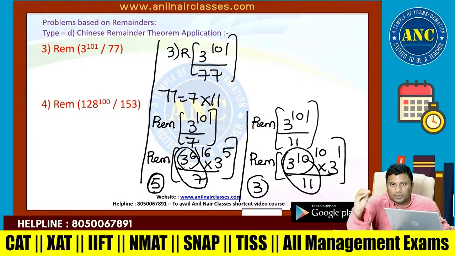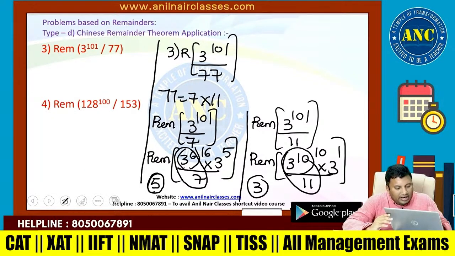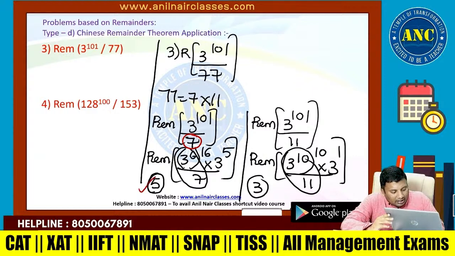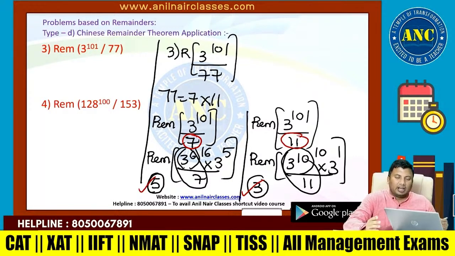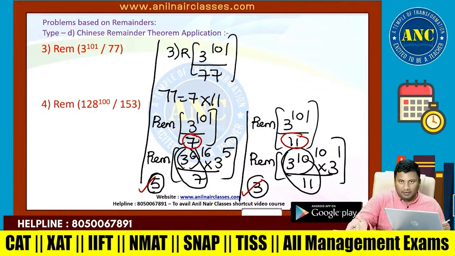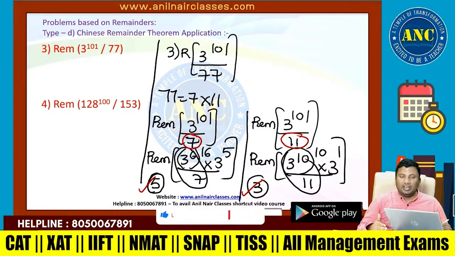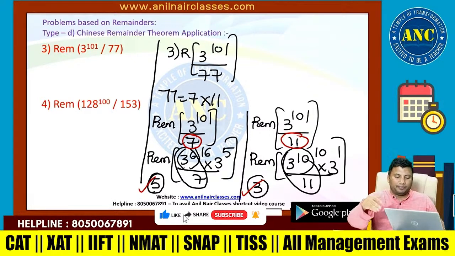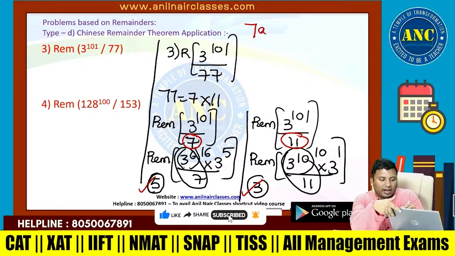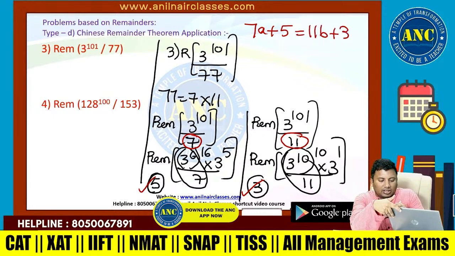If answer options are given, check which answer option works. When divided by 7, I get remainder 5. When divided by 11, I get remainder 3. When divided by 7, remainder is 5. When divided by 11, remainder is 3.